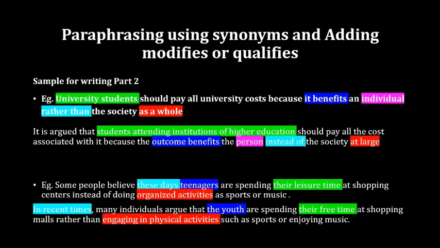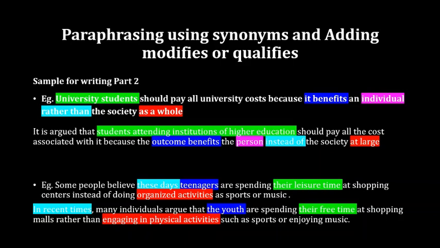So please take a look at the first one. The university students should pay all university costs because it benefits an individual rather than the society as a whole. Now, this one is a question from an IELTS paper, Task 2 writing. They'll ask you, to what extent do you agree or something like that, and you have to paraphrase the question. So this is what I did.